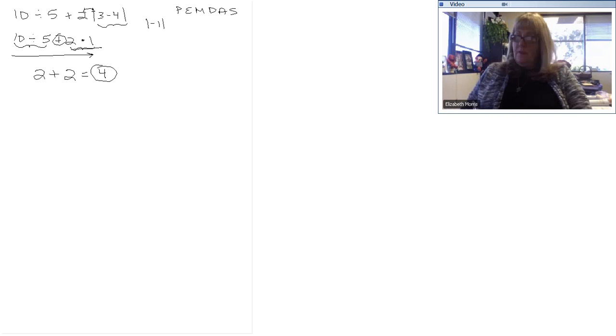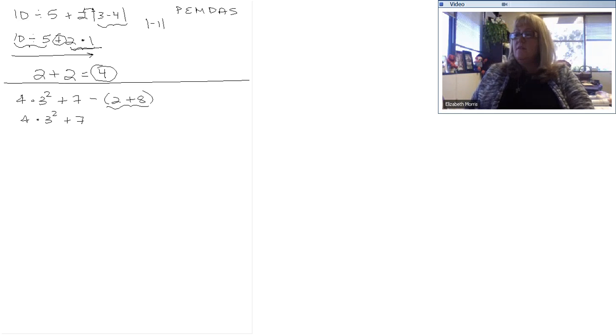All right, let's try another one. What if I had 4 times 3 squared plus 7 minus 2 plus 8. Okay? Parentheses, we have to do that first. So we don't do anything with this, or this, or this. We just look at 2 plus 8. What is 2 plus 8? 10. Okay? Now, exponents. Don't do anything with this, don't do anything with this, don't do anything with this.